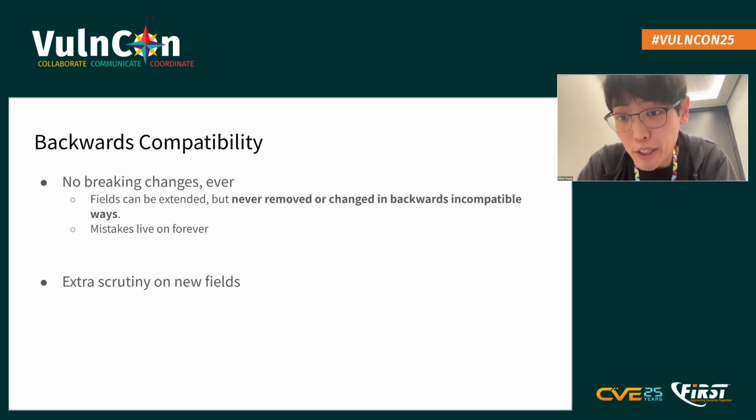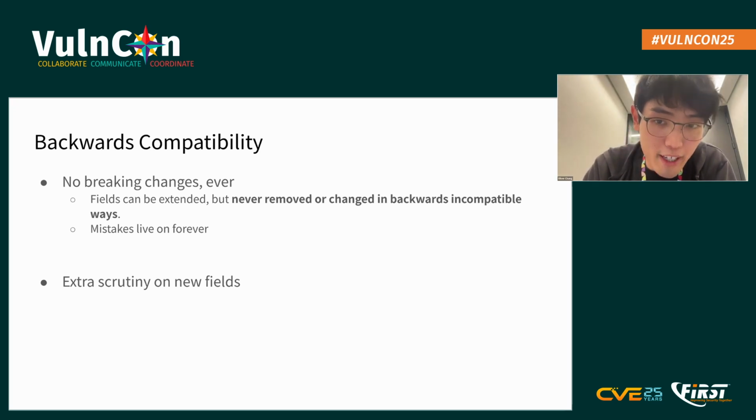And finally, the last guiding principle for us is that we will never make a breaking change. Breaking a format means that we have to start over again in fostering adoption, and it also causes fragmentation for consumers. What this means is that we will never remove fields nor change them in backwards incompatible ways. And this also means that there's extra scrutiny on adding new fields because the consequences of adding them are permanent. So we really need to make sure we get things right as much as we can, as any mistakes that we regret later will live on forever.